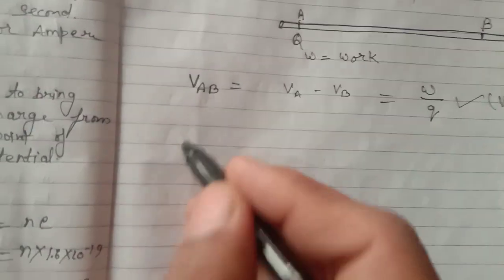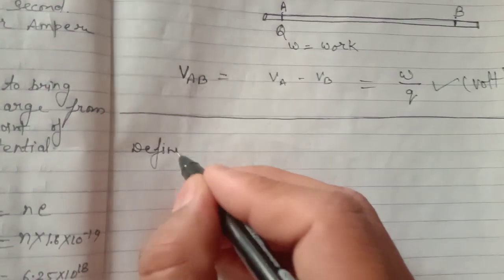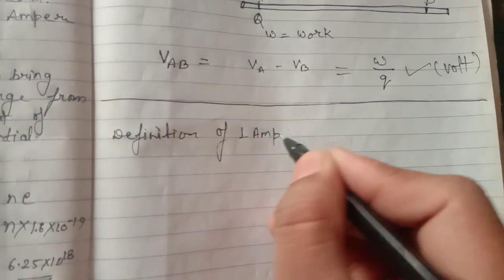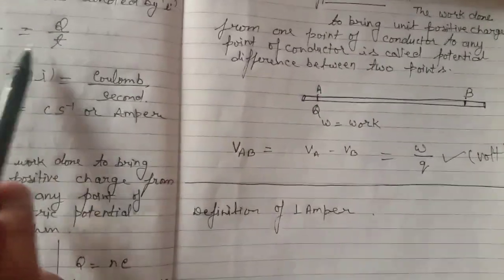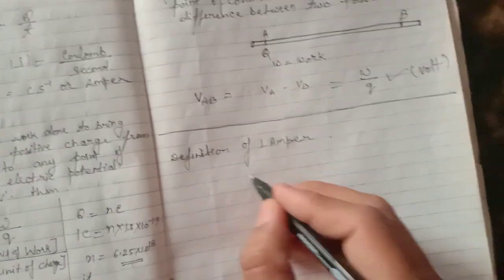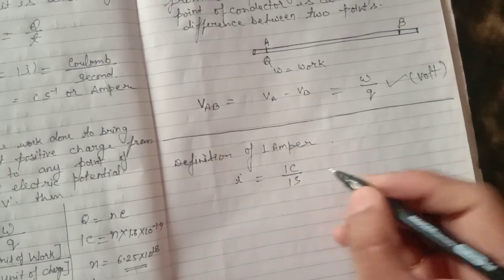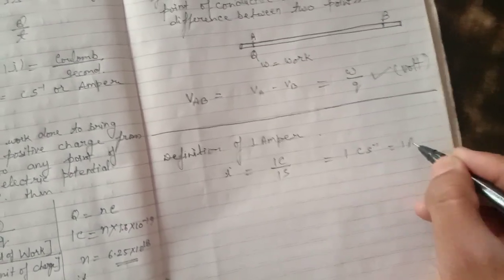Now 1 ampere should be defined again. So what is 1 ampere? 1 ampere can be defined as I equals 1 coulomb per 1 second. That is 1 coulomb per second. That is 1 ampere.